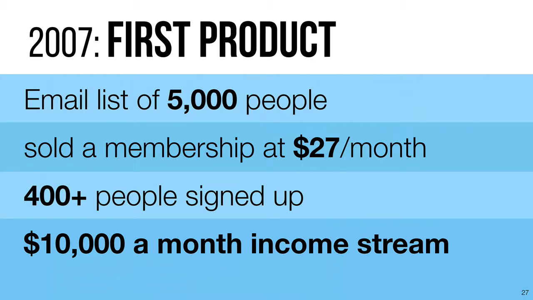Now, in 2007, which is now 2 years after I started my blog, I decided to release my first product. By then, I'd grown my email list to 5,000 people purely from blog traffic. And I launched a membership for $27 a month, and I did a full-blown 1-month-long campaign. And I was absolutely blown away when 400 people signed up. And that was the day when my blog became a 6-figure business, earning over $10,000 a month from that one membership product that I was selling.